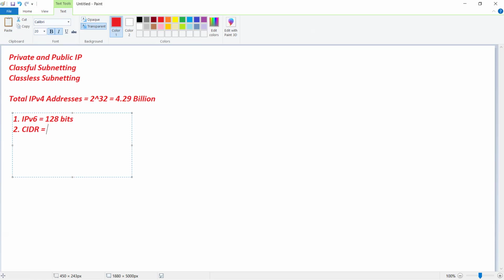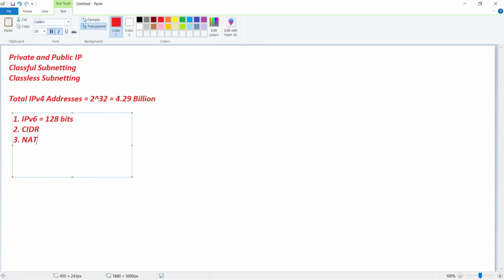The overall idea behind CIDR is that rather than assigning one single network, we divide the network into parts and assign a part of the network. That is classless subnetting, which we are going to do today. So that was the CIDR concept. The third one was NAT, network address translation. Because of NAT, we are able to use private addresses. Without NAT, we cannot.